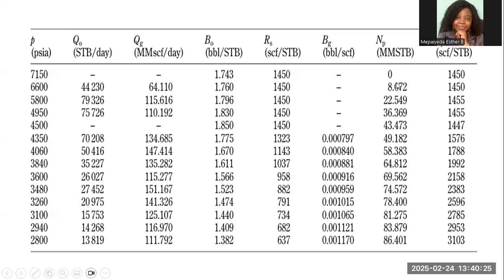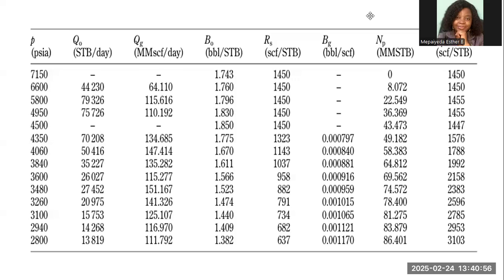And then your NP, at the initial reservoir pressure, there was no production. Upon slight reduction, you can see from 7150 to 4950, what do you have? Initially there was no production, and then you have gradual production as a slight reduction in pressure occurs. You have from 8 to 23 to 36 to 43 mmSCB.